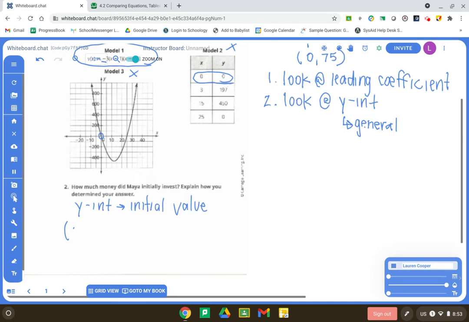So since her y-intercept was 0.75, that means at 0 months, she invested $75. So anytime you invest money, you have to put money in order for it to be invested. So that's kind of what that means there.